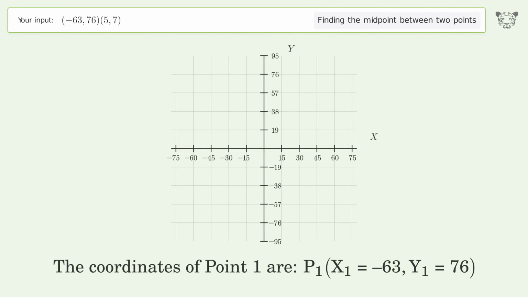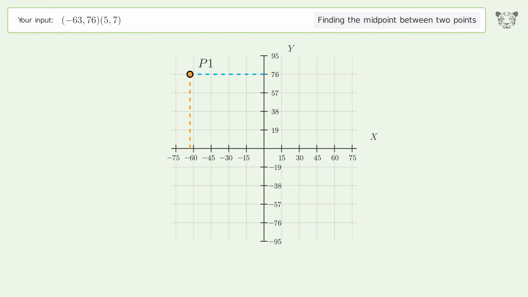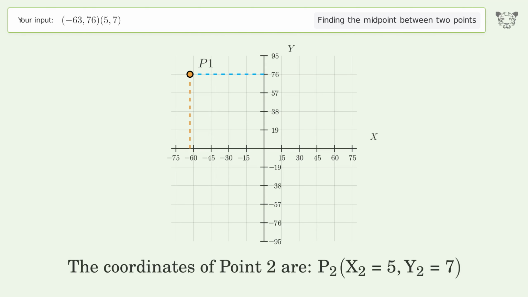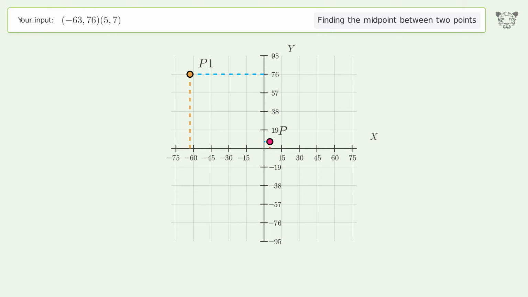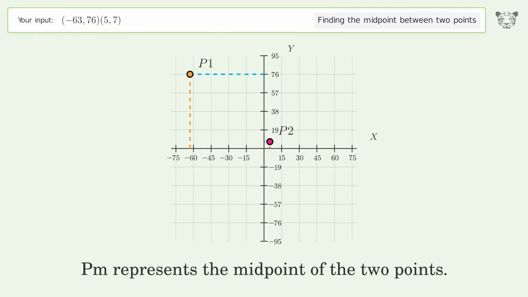The coordinates of point 1 are, x1 equals negative 63, y1 equals 76. The coordinates of point 2 are, x2 equals 5, y2 equals 7. PM represents the midpoint of the 2 points.